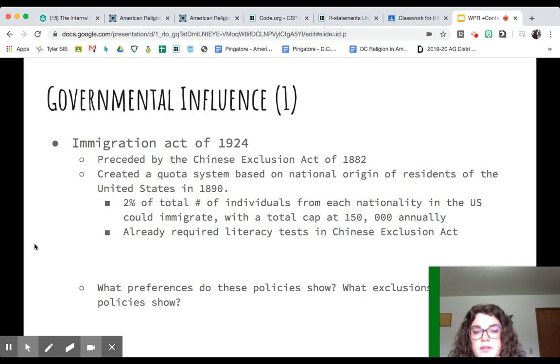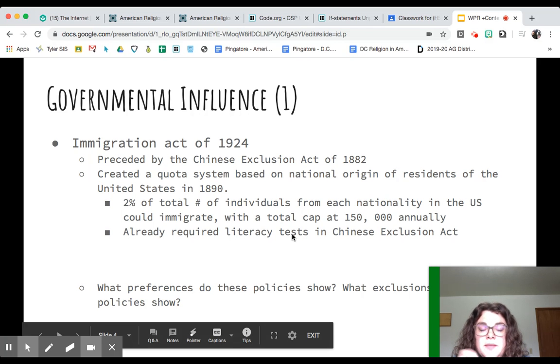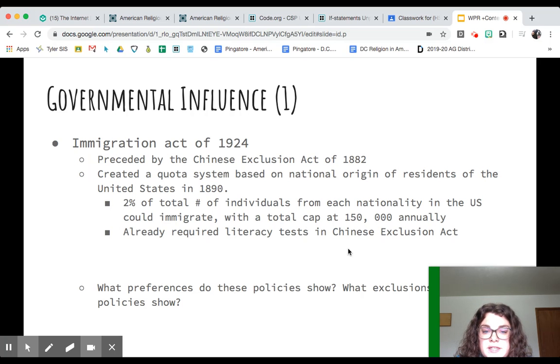So we can talk about this as an example. If there are 100 German Jews in the United States in 1890, that means over the next year, 2 Jews from Germany can immigrate, because that meets the 2% quota of the German Jewish nationality. The immigration processes in the United States until this point already required literacy tests and the Chinese Exclusion Act of 1882.